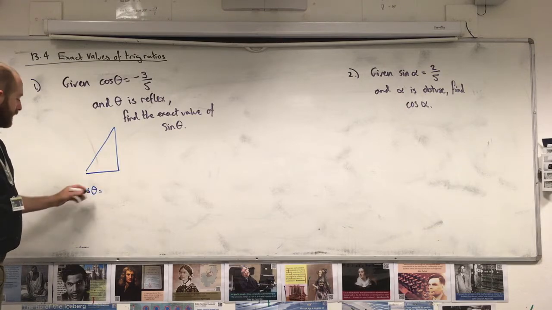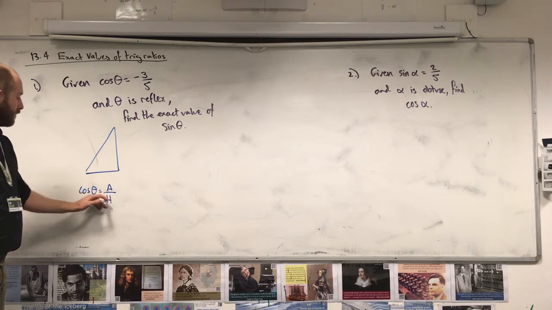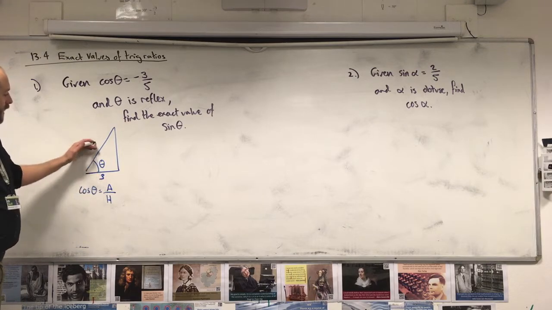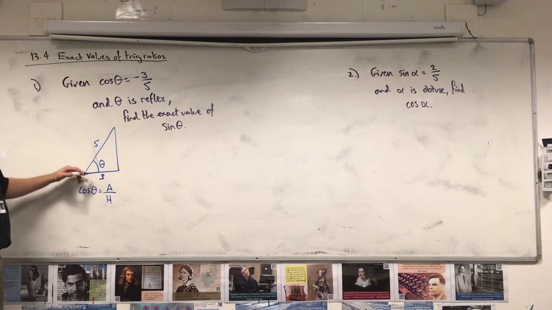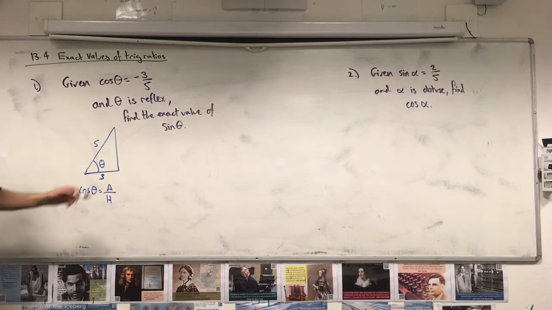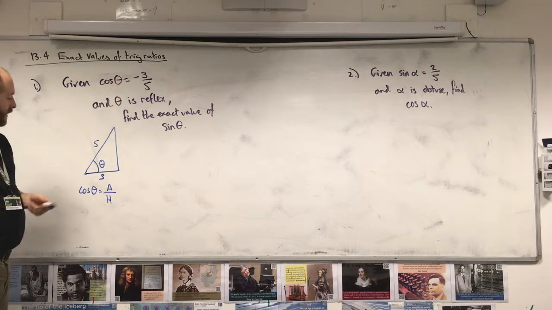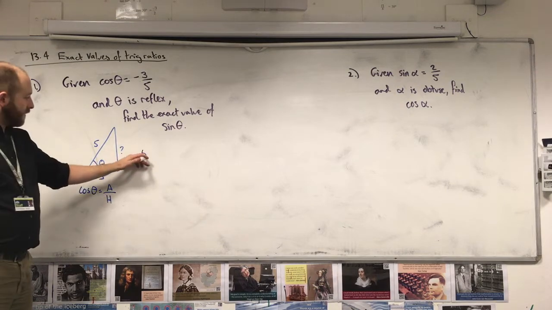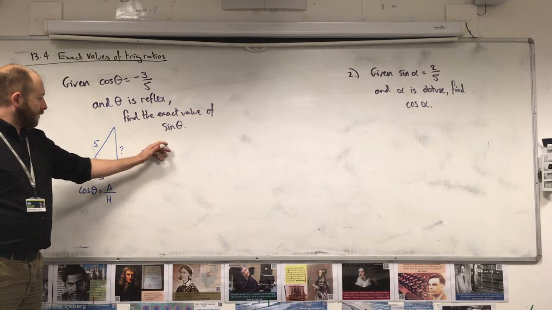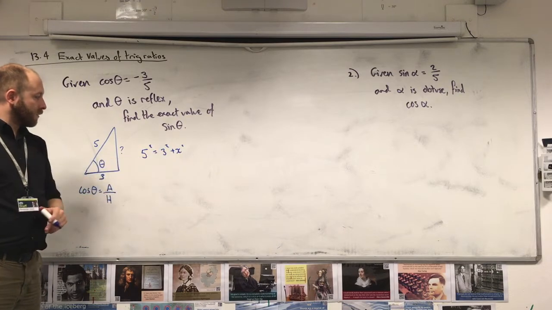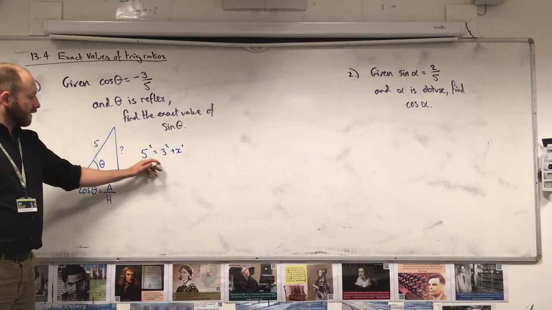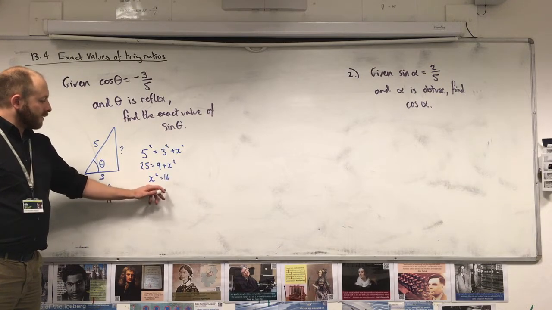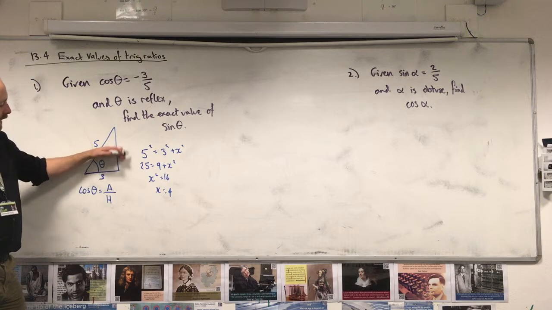So cos is the adjacent over the hypotenuse. So if that's theta, the adjacent we could say is 3, and the hypotenuse we could say is 5. Just based on 3 as an adjacent, h as a hypotenuse, we can now use this to work out this other side. So we could say 5 squared equals 3 squared plus x squared. So 25 is 9 plus x squared. X squared equals 16, so x equals 4. So this side length would be 4.